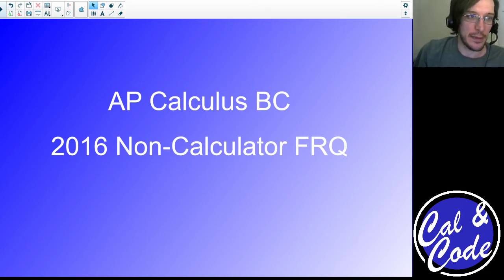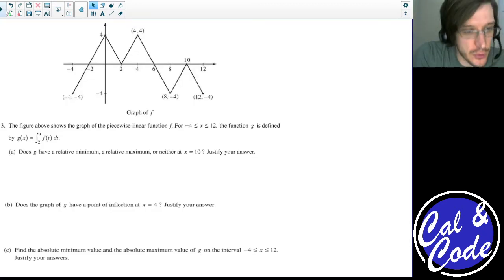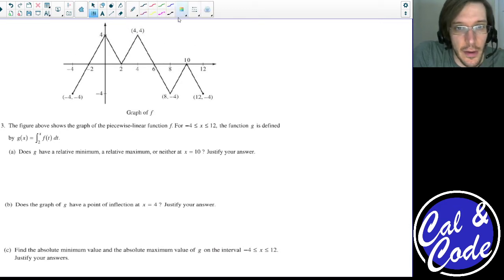There are two AB questions in here and two BC questions. So the first one is an AB level question, and it goes like this. There's a figure above, a graph of this function f. So this is f.